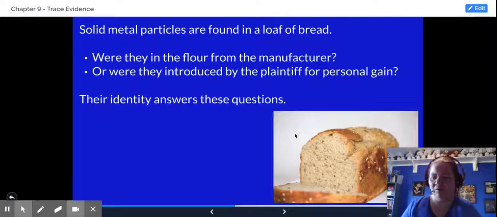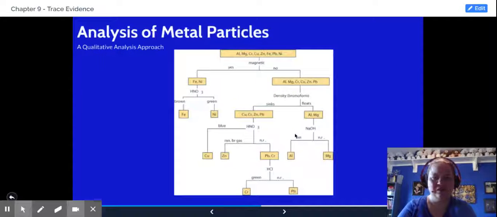All right, so case scenario: solid metal particles were found in a loaf of bread. Were they from the flour, the manufacturer? Were they introduced by the plaintiff for personal reasons? The person who said, hey, I found these in there, I'm suing the company. Did they put them in there? That has happened before. So you have to be able to answer those questions.